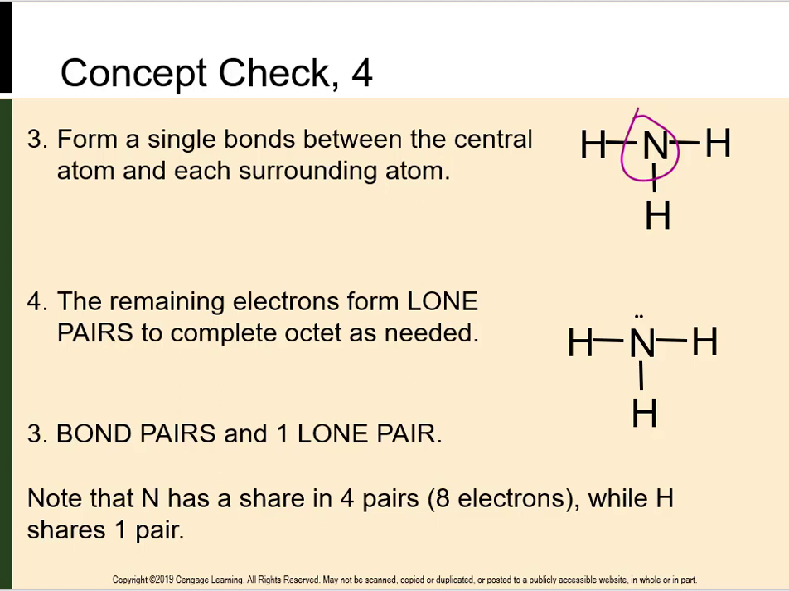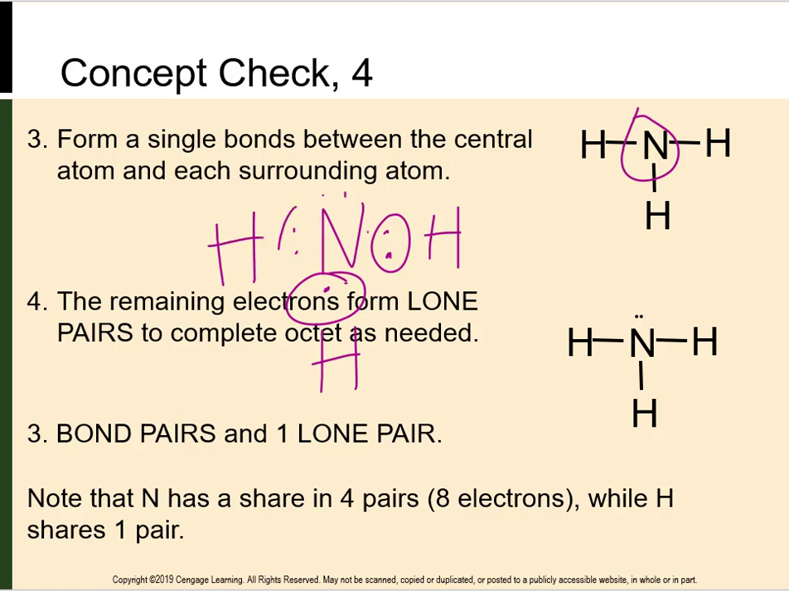Now, if we counted those electrons, so if I were to draw N with one, two, three, four, five electrons, we know that there's three H's and each H has one. So there is a bonded pair right there. Another H has one, that's a bonded pair. And another H has one, that's a bonded pair. So there's three single bonds, also written like this.